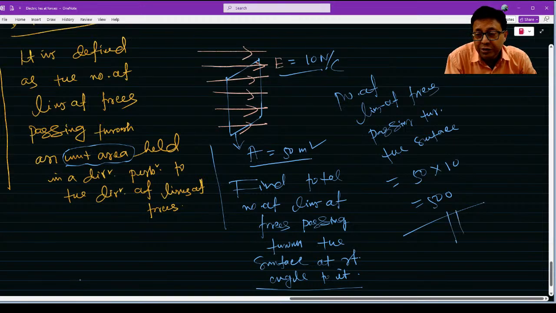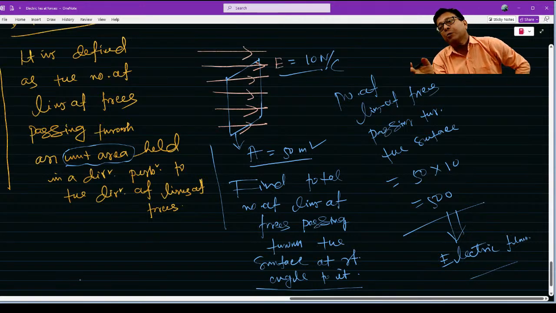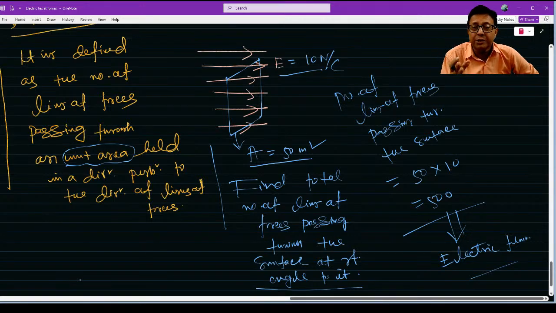And this will turn as electric flux. Total number of lines of forces that pass through this surface whose area is 50 meters square will be 500. And this will represent electric flux, 500 in number. Okay?